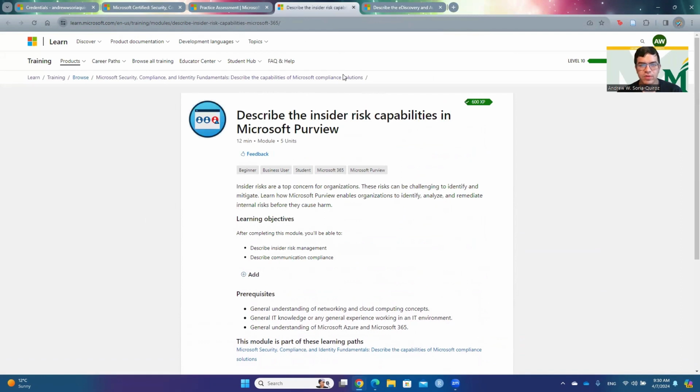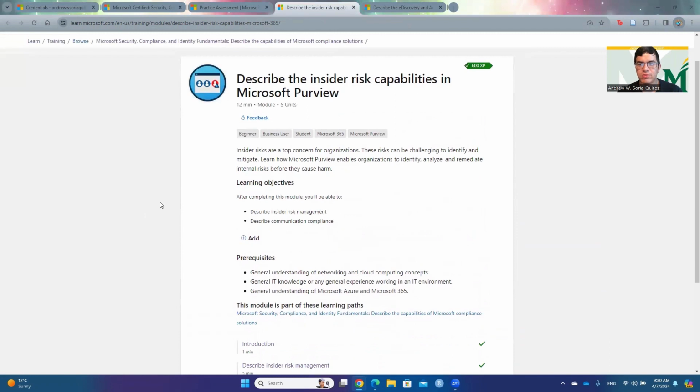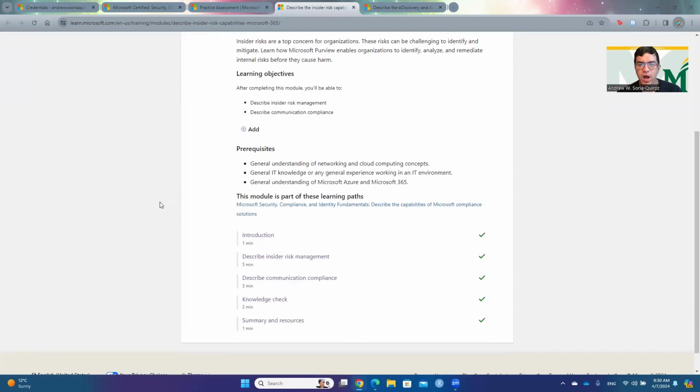And wrapping up, then we have the insider risk capabilities. What happens if somebody wants to leak information from your organization? This is all about this unit. How can you remediate that with Purview? How can you remediate insider risk management, communication compliance, etc.